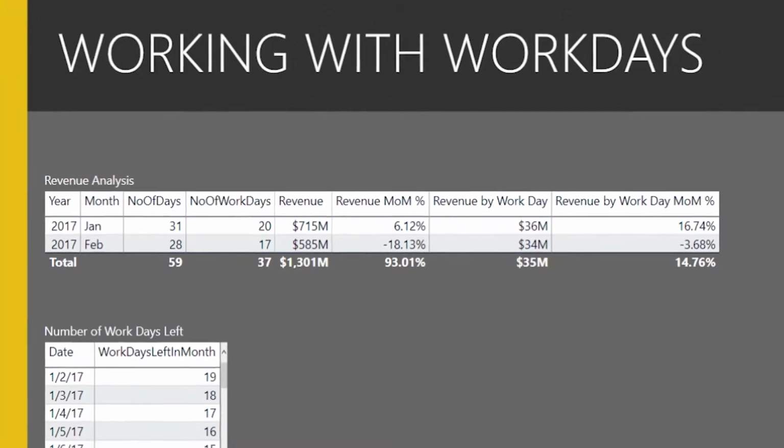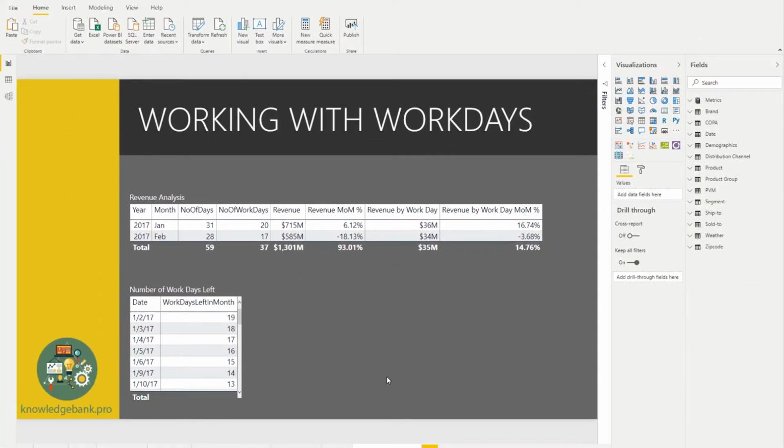And the other thing we're going to be able to do at the end of the video is calculate the number of work days left. Often if you do daily sales, let's say you're in the middle of a month, there are, let's say, 17 days in the month, you're on day 11, and you're trying to figure out what your sales will be by the end of the month. In order to do that, you need to know how many work days are left.